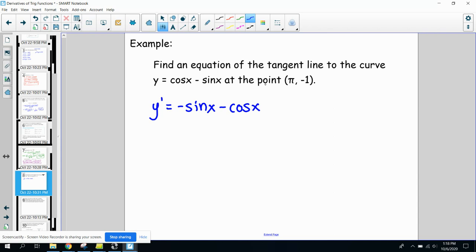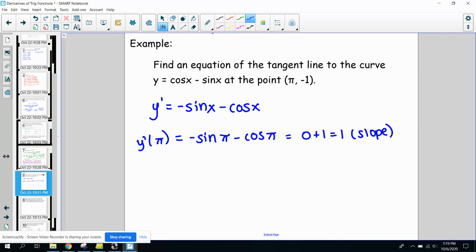If I find the derivative at the point, using the x value of pi, that's going to give me my slope. So I'm going to do y prime at pi, plugging in pi for my x. So I have negative sine pi minus cosine pi. Negative sine of pi is just 0. And then cosine of pi is negative 1, so minus a negative 1 becomes plus 1. So I end up with 1, and that is my slope of the tangent line.